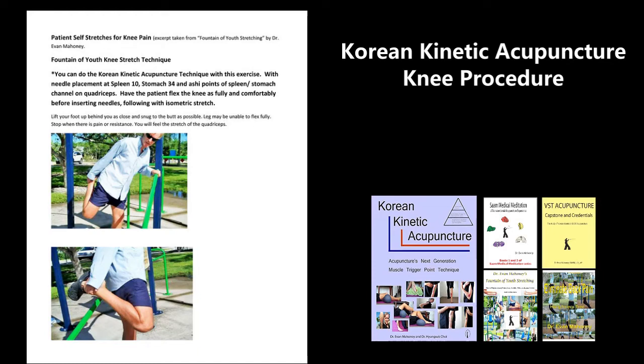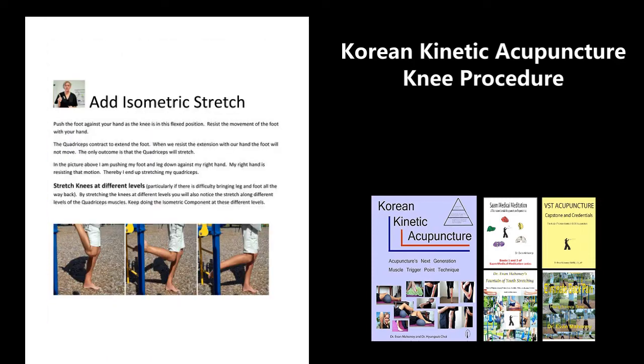Lift your foot up behind you as close and snug to the butt as possible. The leg may be unable to flex fully. Stop when there's pain or resistance. You will feel the stretch of the quadriceps. And then you can add the isometric stretch.